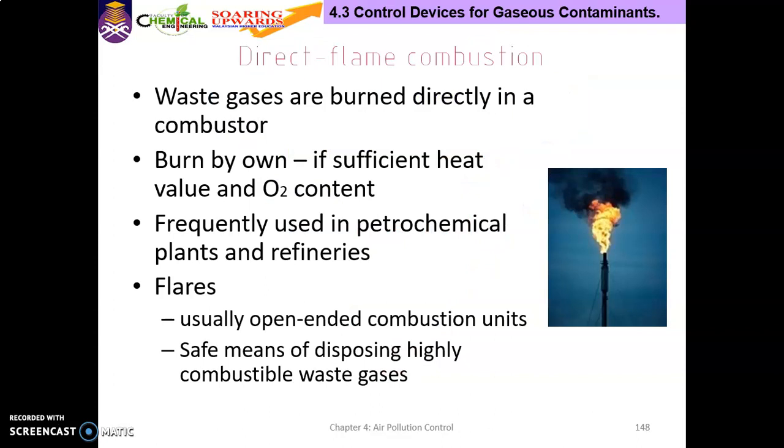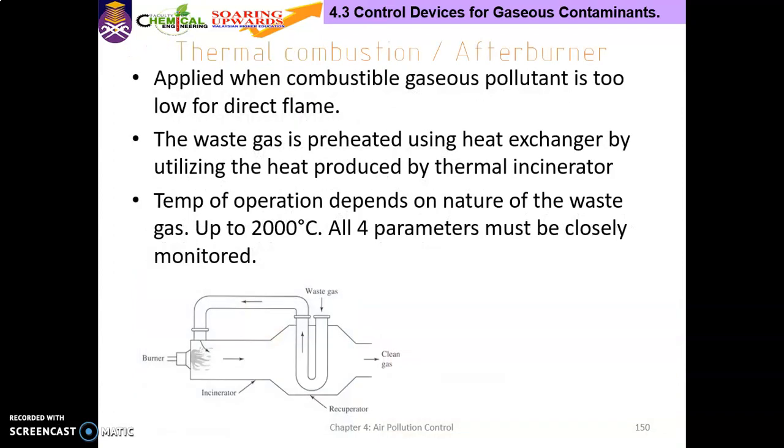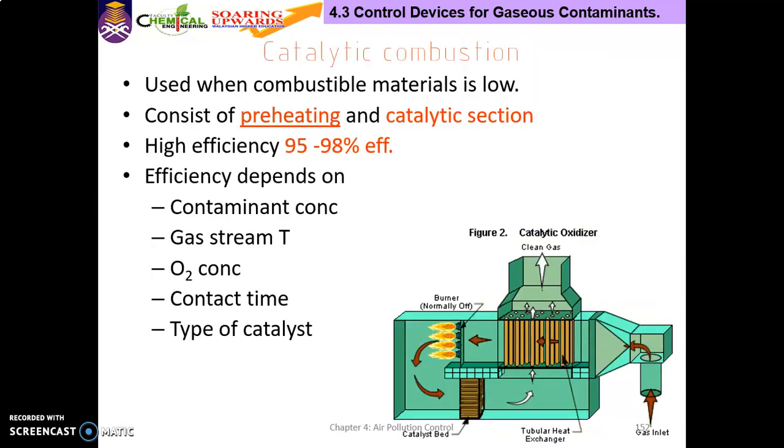Okay, so direct flame combustion will produce flares. So this is the disadvantage of flare: it will produce visible smoke or soot. And next is thermal combustion, and then catalytic combustion. Catalytic combustion consists of a preheating and catalytic section inside.